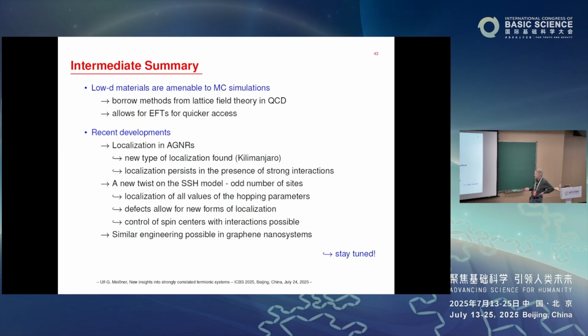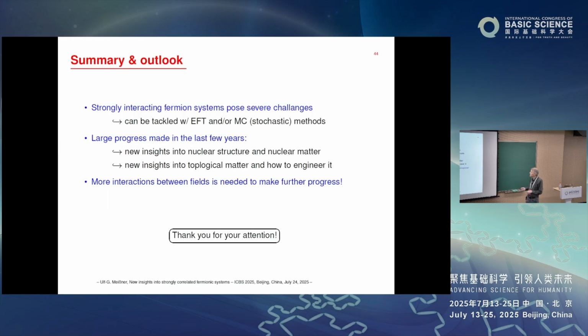And by adding in defects and interactions, you can essentially have spin centers with singlet, triplet, and so on, which you can move around depending on the intercell hopping parameter and on the strength of your defect, which is given by different forms of ions. And you can do a similar engineering in graphene nanosystems. So there is much more to come. Stay tuned.